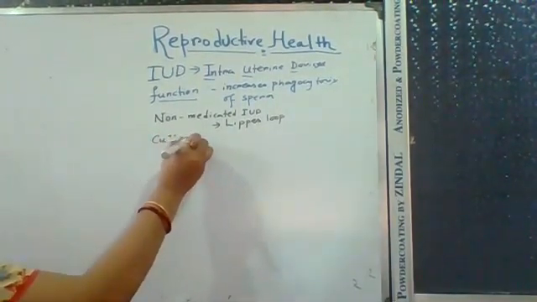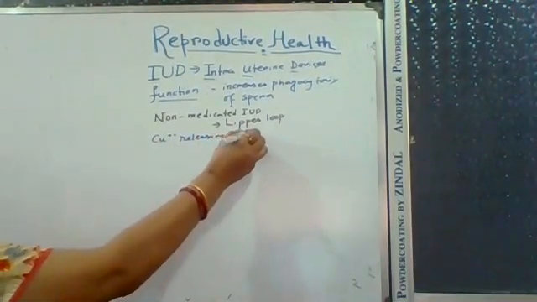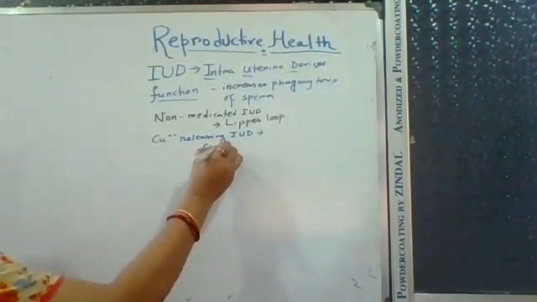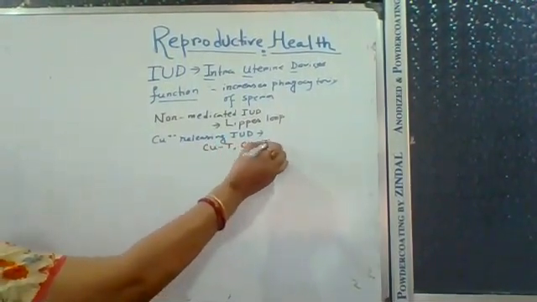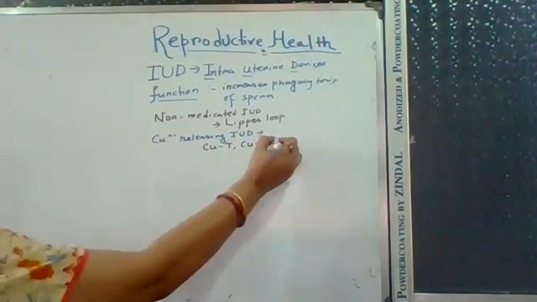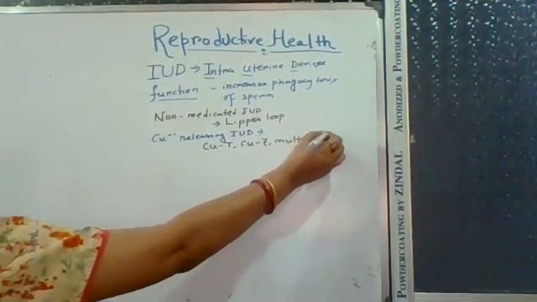Copper releasing IUD. In copper releasing IUD we get three types: CuT, copper T, Cu7, and multi-load 375.